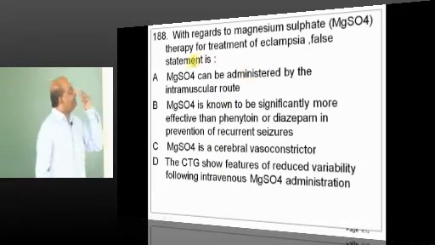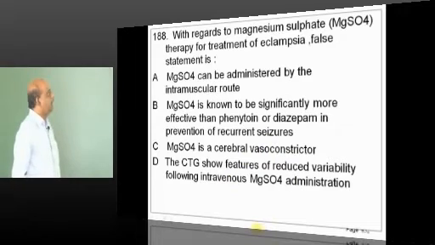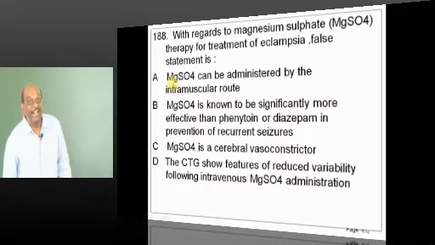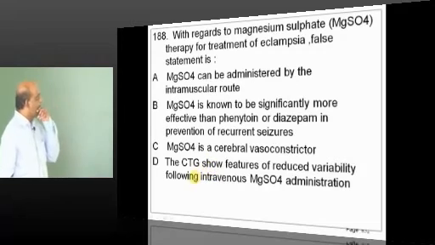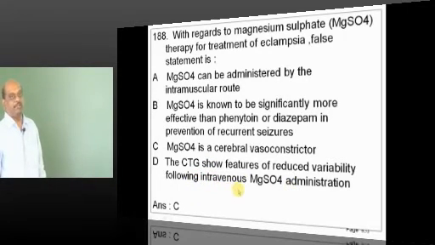With regard to magnesium sulfate therapy, what is the wrong statement? C. It's a cerebral vasodilator, not a vasoconstrictor. Any famous wrong answer from you? Your sponsored answer? Sir, D. CTG shows reduced variability if you give magnesium sulfate. That is expected in the cardiotocogram when you have given magnesium sulfate.